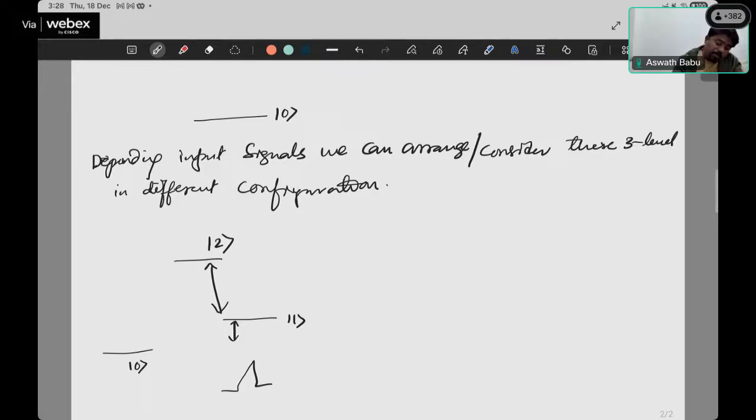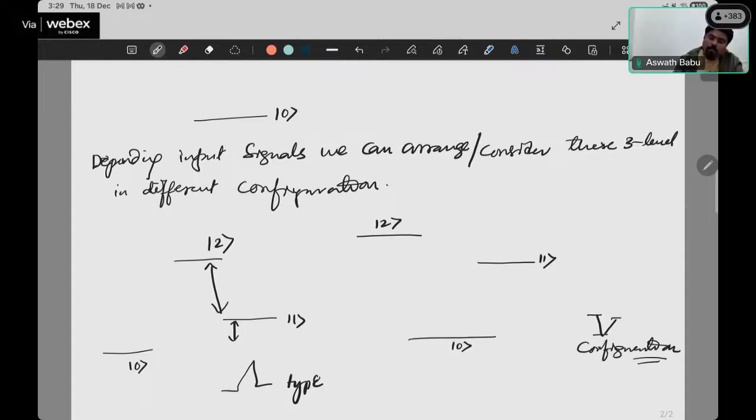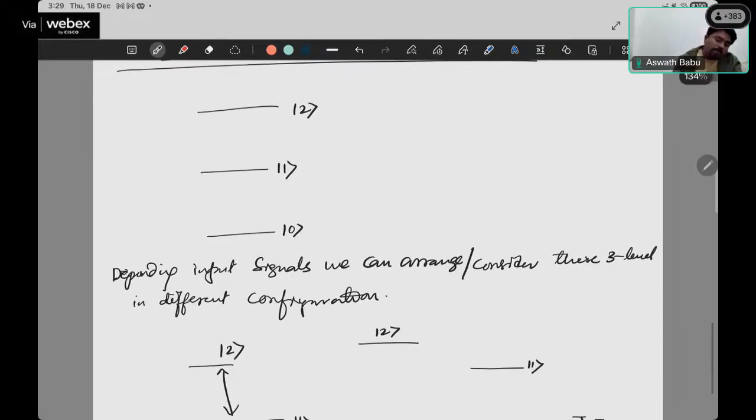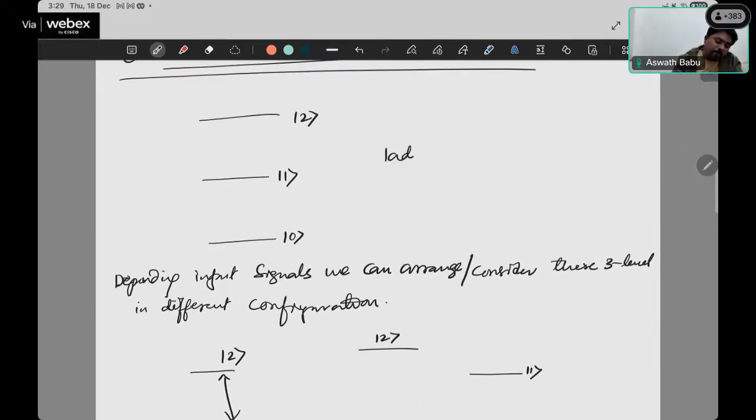There is also one more. What is that? It is the V type configuration. 2, 1, and 0. So here it's a V type. So this is quantum optics for you. Now, whatever we just took by default is called a ladder type configuration. And who decides which one to take? The way your input signals are interacting with this atomic system, that will decide.